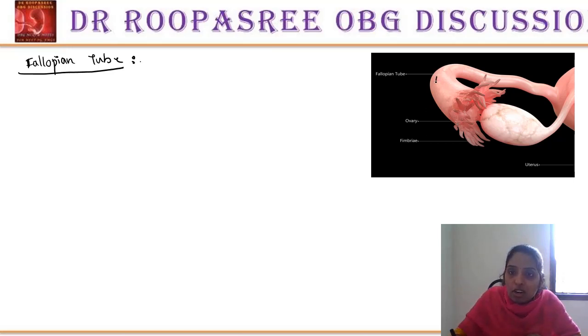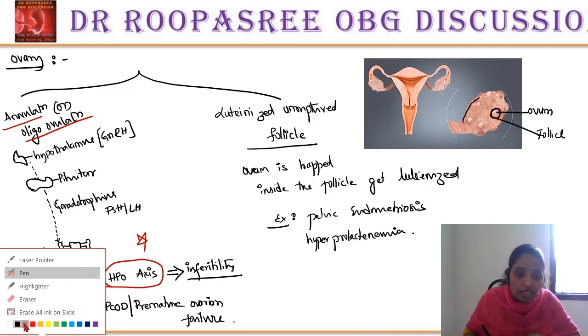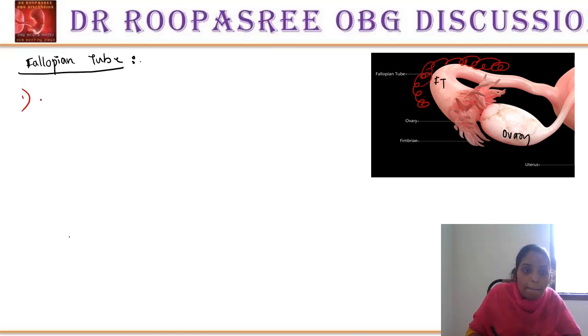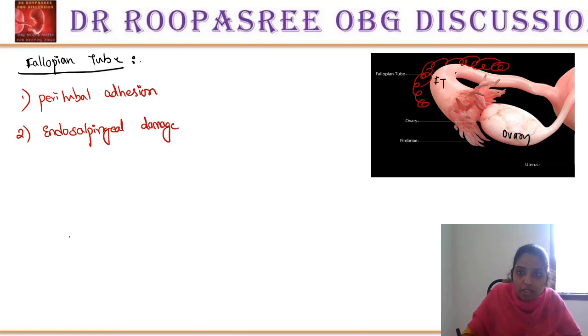See, this is the fallopian tube. This is the ovary. In the fallopian tube, there may be peritubal adhesions. See, what are the causes? Peri means outside. First point, peritubal adhesions. Second point, endosalpingeal damage. The inside of the fallopian tube is the endosalpinx. Third one, previous tubectomy patients.